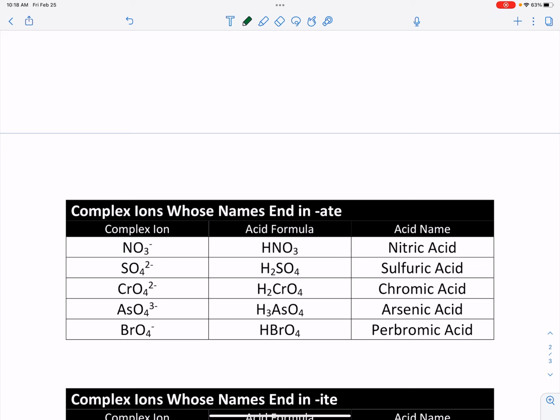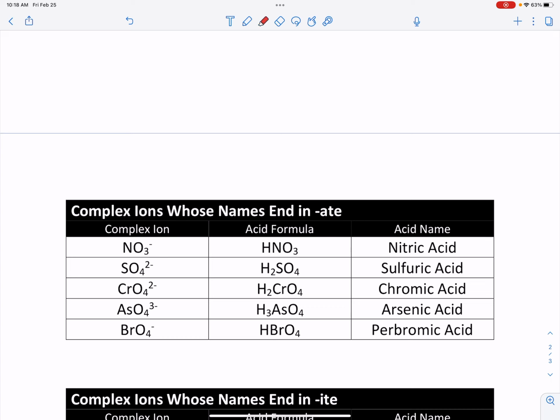Now look at the charges on those ions. Nitrate has a charge of just negative, or 1 negative. So if we put hydrogens with that, the formula would be HNO3. It gets 1 hydrogen because, again, hydrogen is just H positive. Sulfate, SO4 minus, gets 2 hydrogens, so H2SO4. The chromate gets 2 hydrogens. The arsenate gets 3 hydrogens, H3AsO4. And then the perbromate gets only 1 hydrogen, HBrO4.